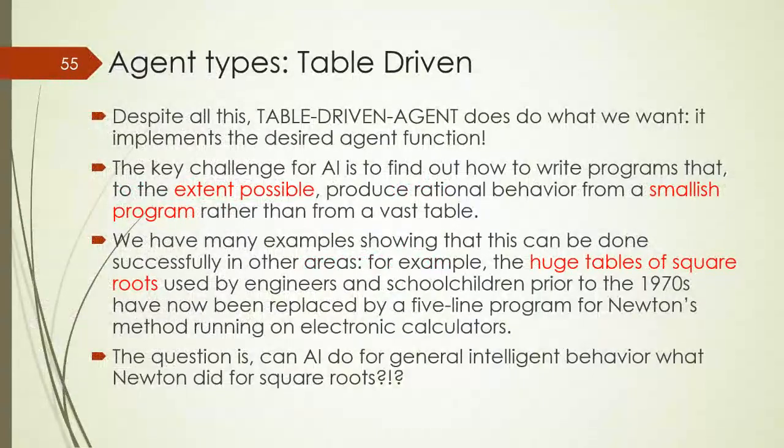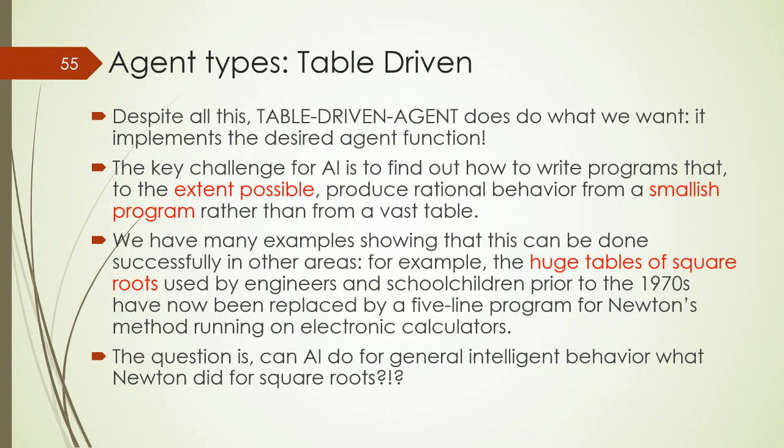Okay. So despite all these, the table-driven agent does do what we want. It implements the desired agent function, if we can find it. The key challenge for AI is to find out how to write a program that, to the extent possible, produces rational behavior from a smallish program rather than from an advanced table.